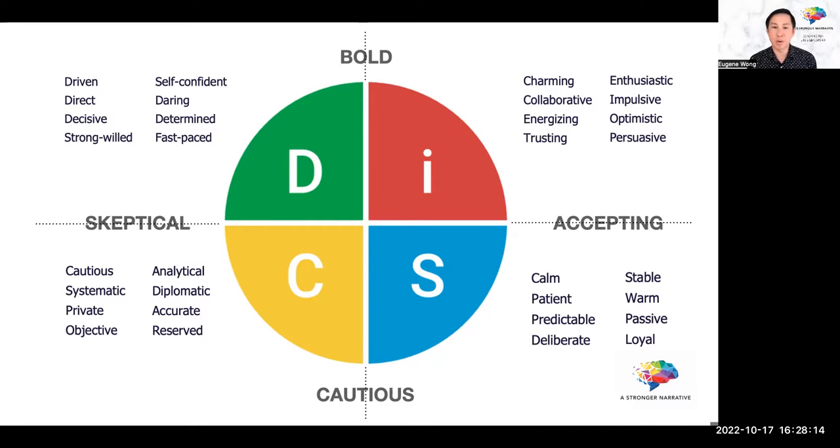Conscientious people tend to be more private. They keep to themselves, keep their cards close to their chests. But they are more objective because they take the time to see more of the picture. They are also diplomatic because they've thought this through. They know what the consequences are going to be of different things, and they tend to be accurate about the way they do things because they're meticulous, and more reserved about the way that they respond.